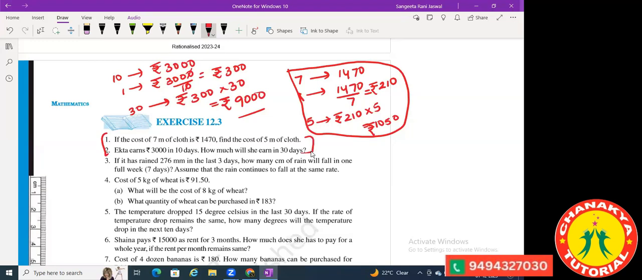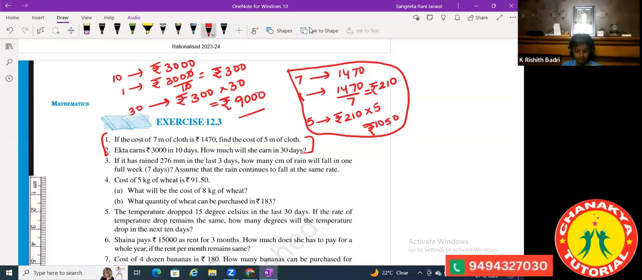Now see, I want to show you one more thing here. This was the unitary method. So in your exam, you must read the question very carefully to see whether you have to do the question with the unitary method or the proportion method. Now I'll show you this question with the proportion method also.